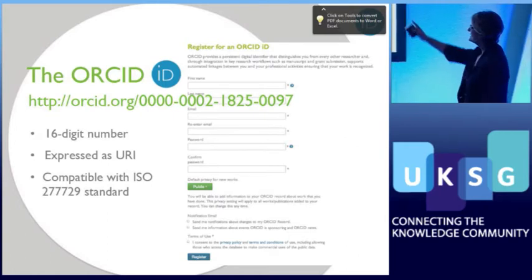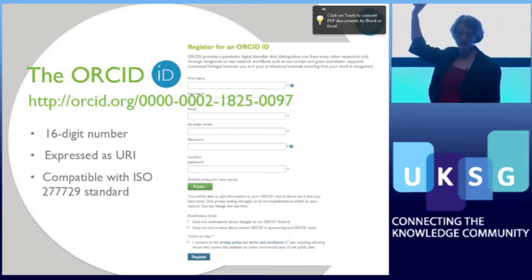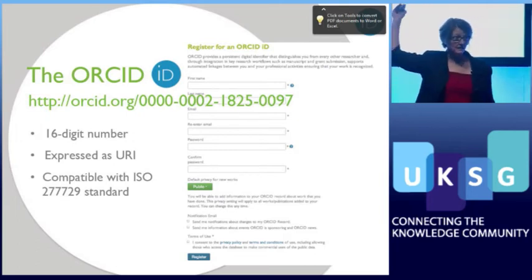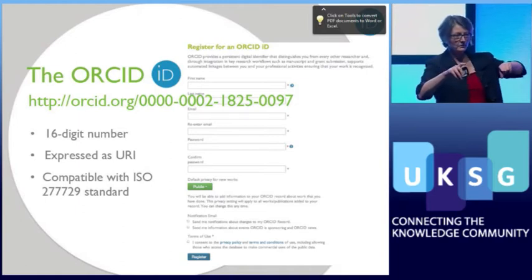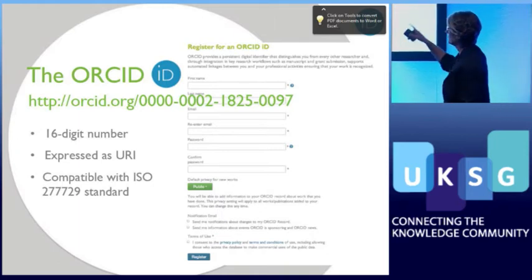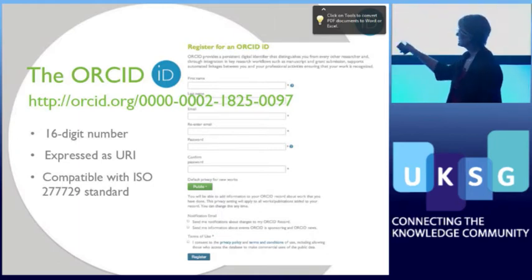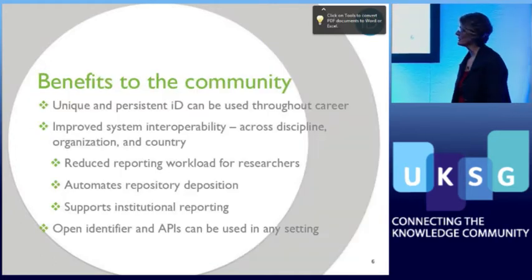So ORCID ID is this entire thing. It's not just the 16-digit number, it's the entire URI. The idea is if you have the URI exhibited, you can get to that individual's page in ORCID clearly. We don't just want the number. It's 16 digits, and it's also compatible with an ISO standard. I'm more than happy to answer technical questions at the end of this.